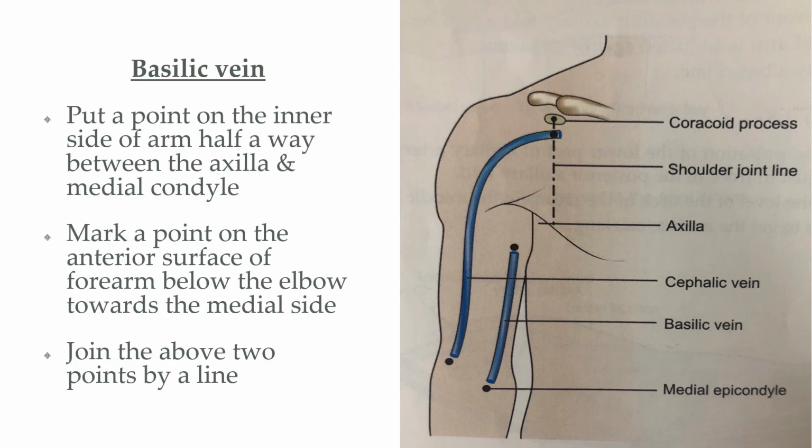About the basilic vein, 2 points are defined. First point is over the upper end of the arm, midway between axilla and medial condyle. So this is the first point. The second point is over the anterior surface of the forearm below the elbow joint, and now point 1 and point 2 have to be joined with a straight line. This straight line represents the basilic vein.